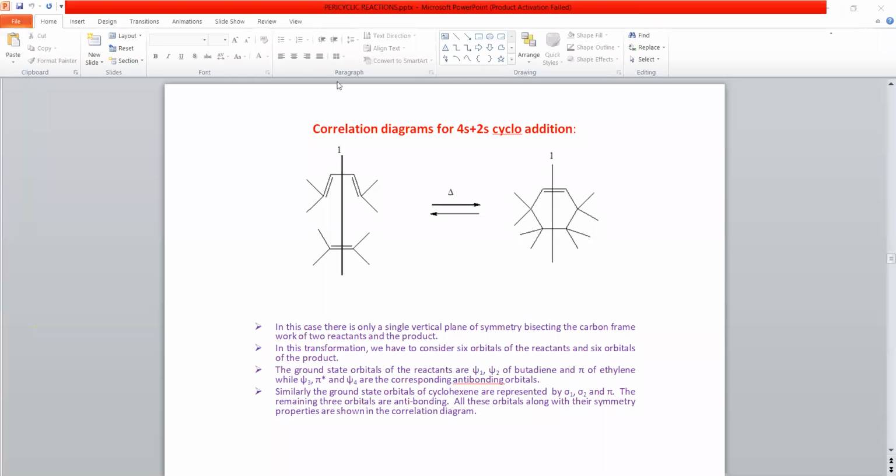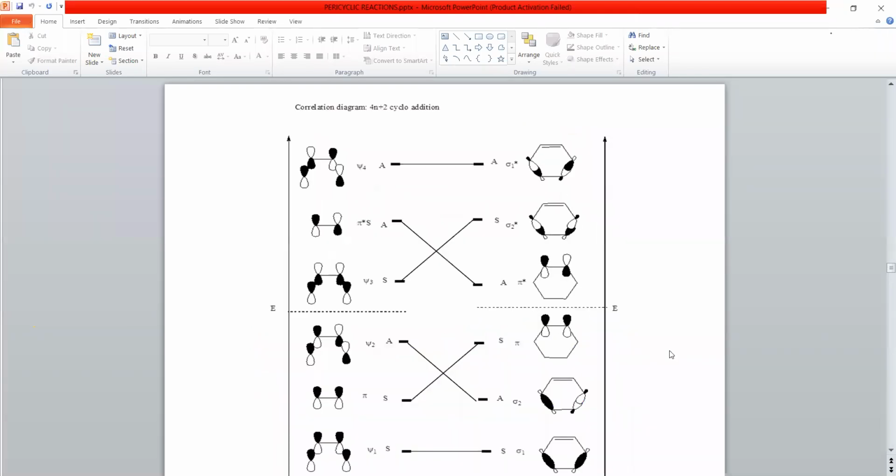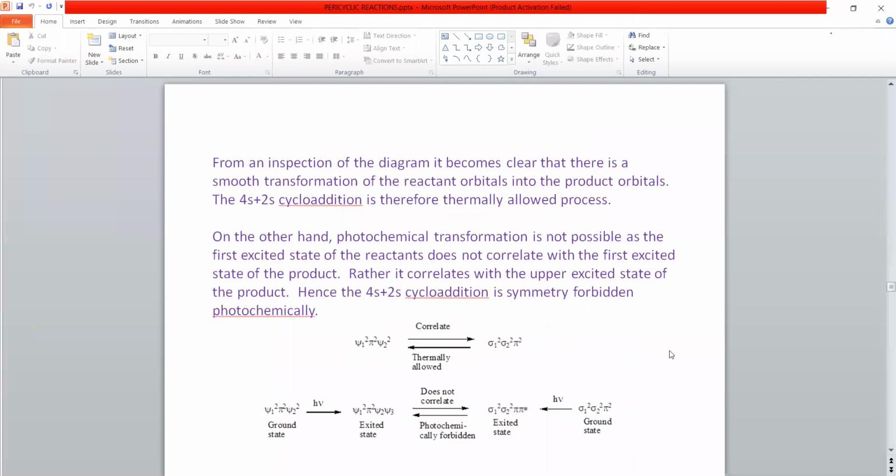In the case of cycloaddition, we have to write the symmetry properties of the directly involved orbitals of reactants and products only with respect to the vertical plane. This type of cycloaddition has only a vertical plane of symmetry. Whereas if we consider 2s plus 2s cycloaddition, we have both vertical and horizontal planes of symmetry.